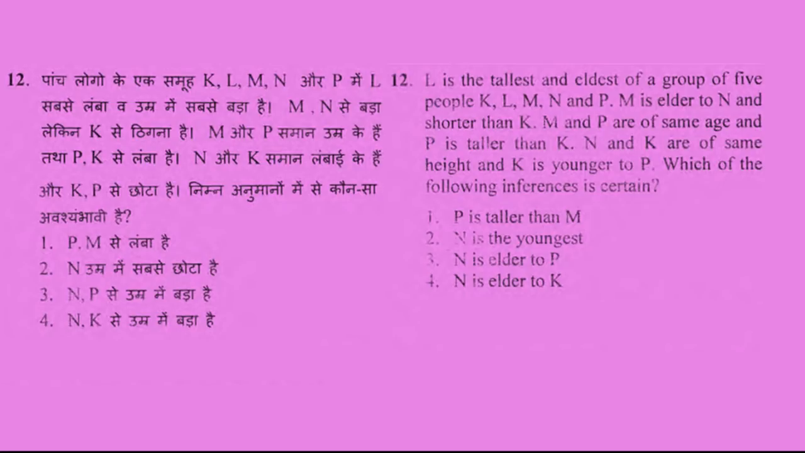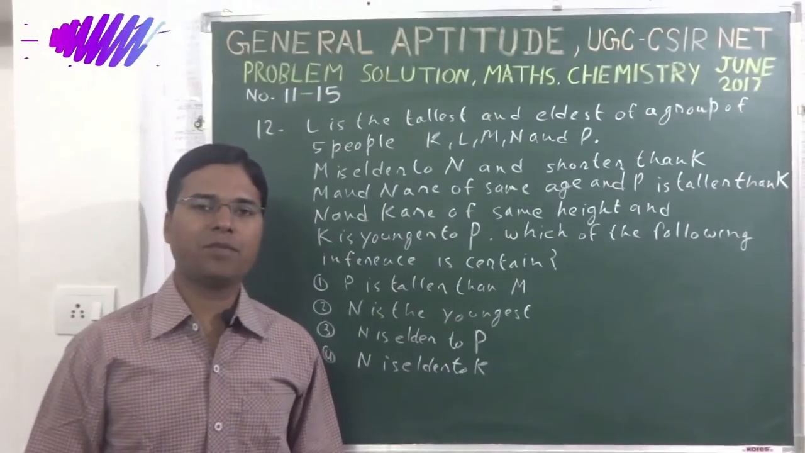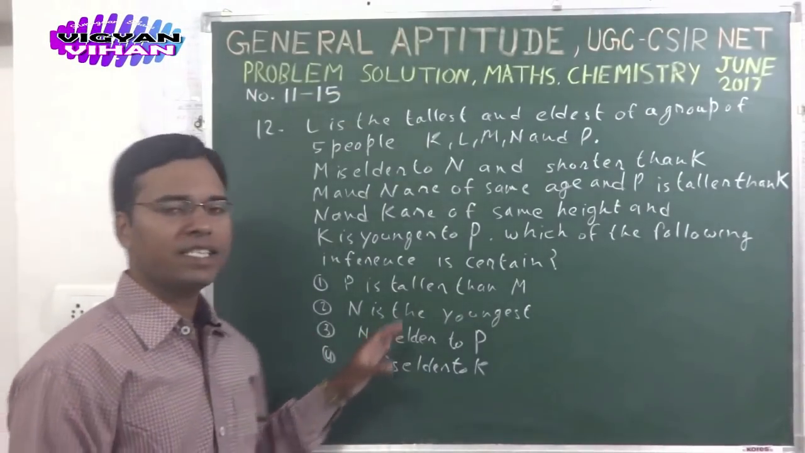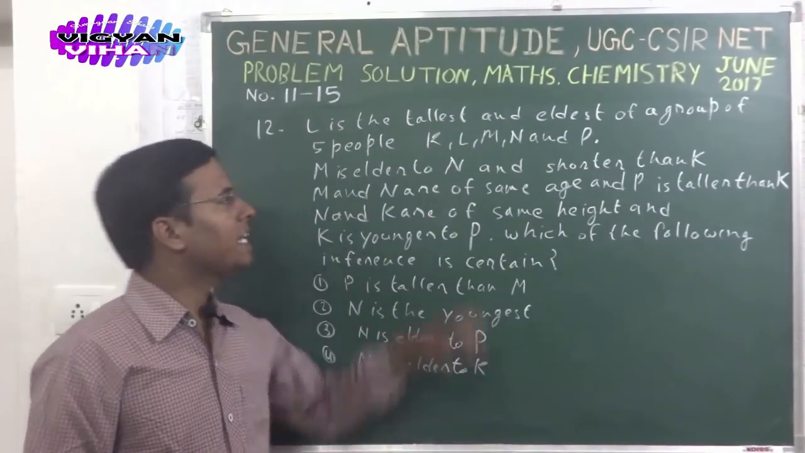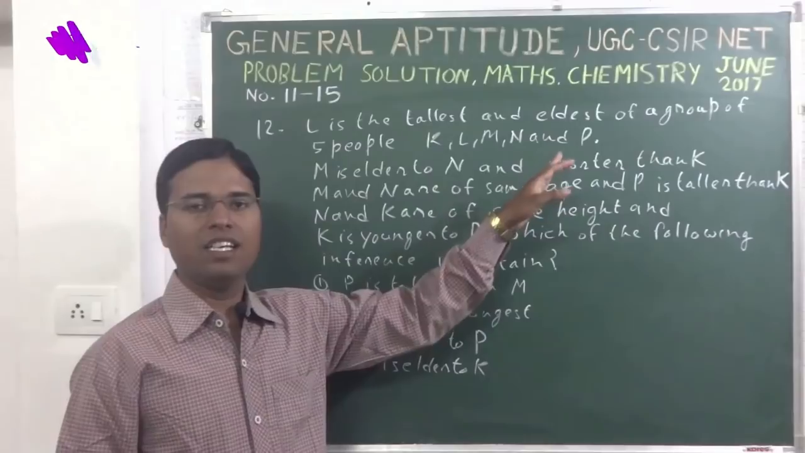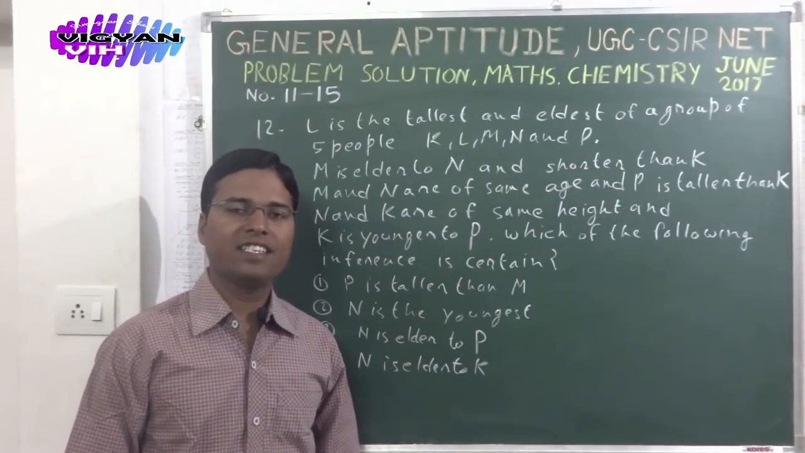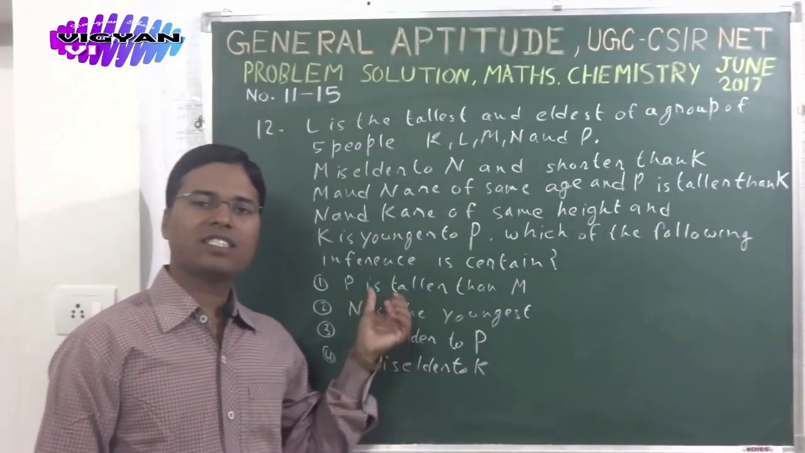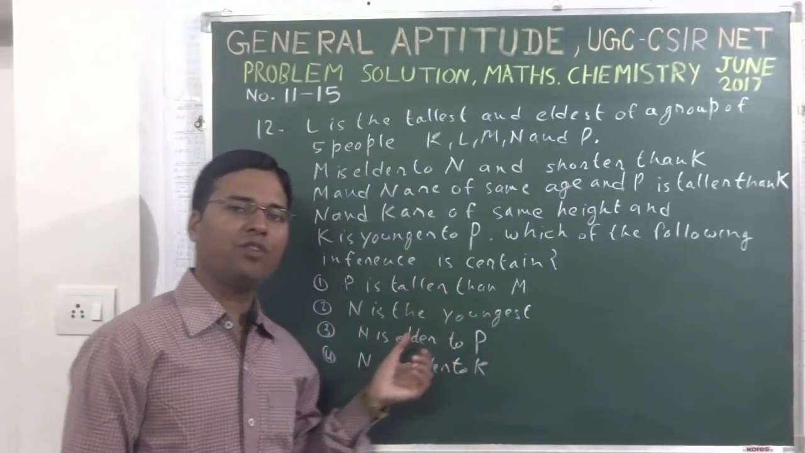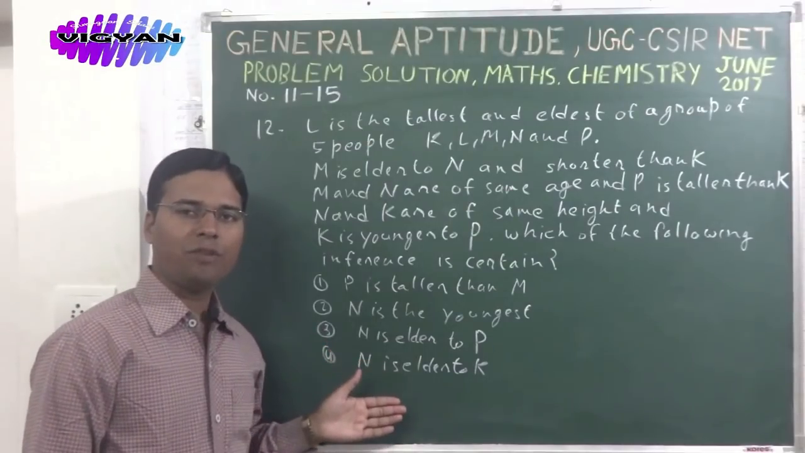Option 1. P is taller than M. Option 2. N is the youngest. Option 3. N is elder to P. Option 4. N is elder to K. Friends, here is the next problem. In this problem, there are certain conditions given for 5 people K, L, M, N and P for their age and their height. We will have to find out a certain inference out of the following 4 options.